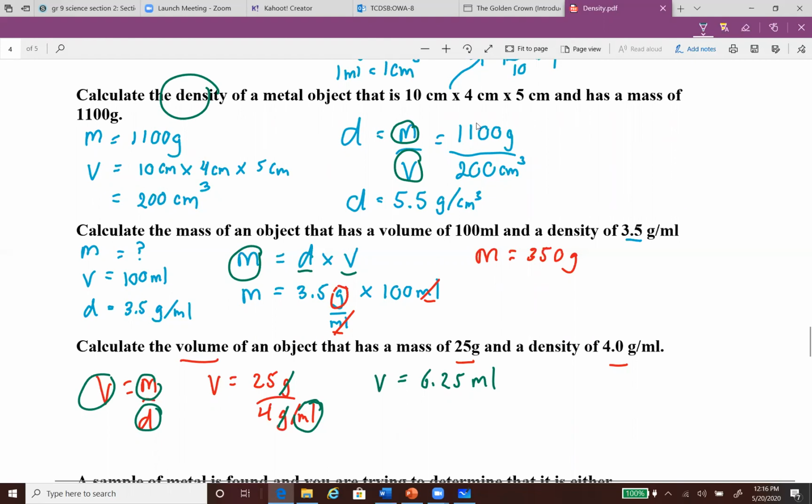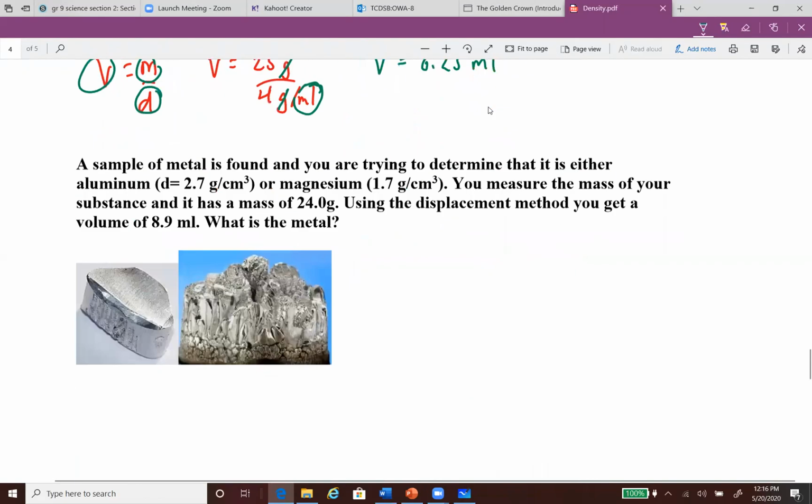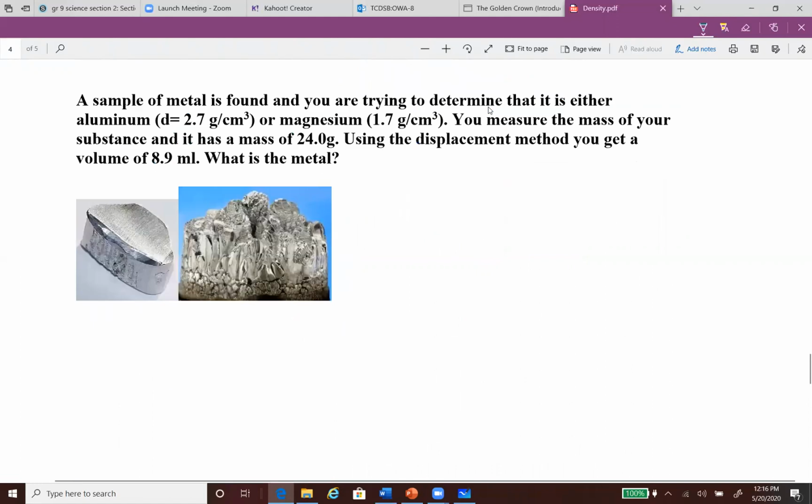Any questions? If you have any questions, just put it in the chat. Anybody have any questions about these three scenarios with regards to density, mass, and volume? I am recording this, so if you forgot something, you can always go back. Okay, I don't see any questions, so I'm going to move on to the last example, and then I'm going to show you what you can try.